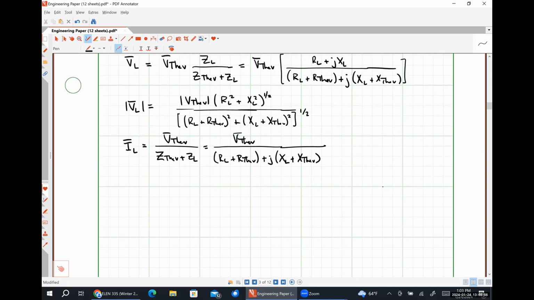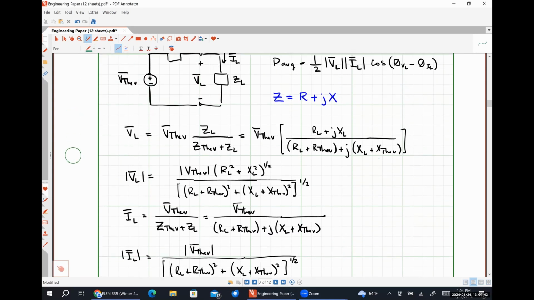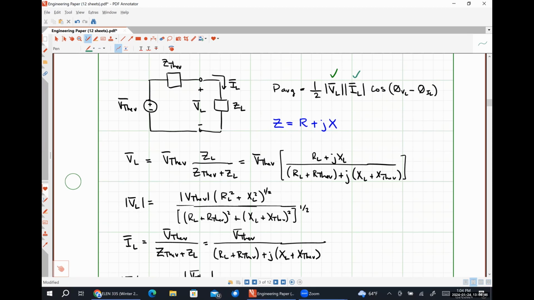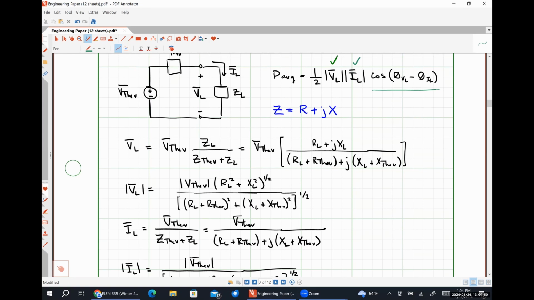And now that I have what IL phasor is, I can find the magnitude of it. So the magnitude of our phasor current is going to be the magnitude of our Thevenin voltage divided by the magnitude of that denominator, which will once again be RL plus R-Thev squared plus XL plus X-Thev quantity squared. And then we take the square root of that sum. So now I figured out what this IL bit here is, okay? So the last thing that we have to figure out is cosine theta VL minus theta IL. And this is a little bit more difficult.